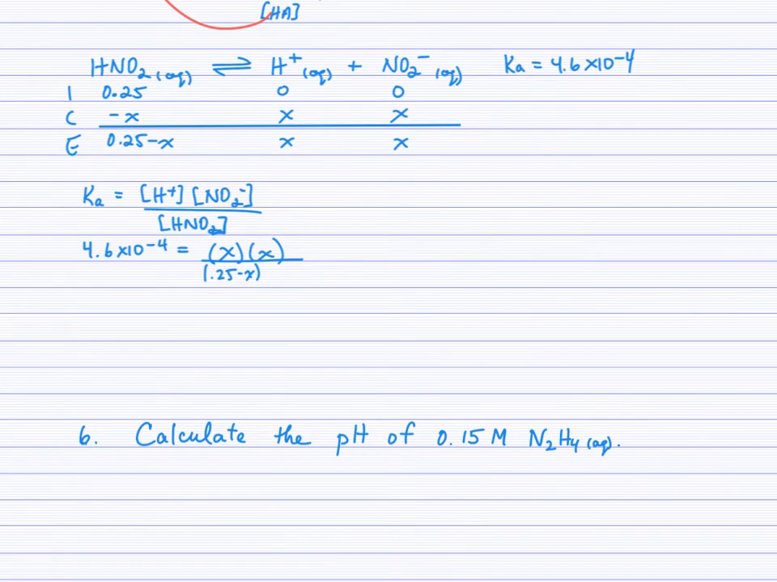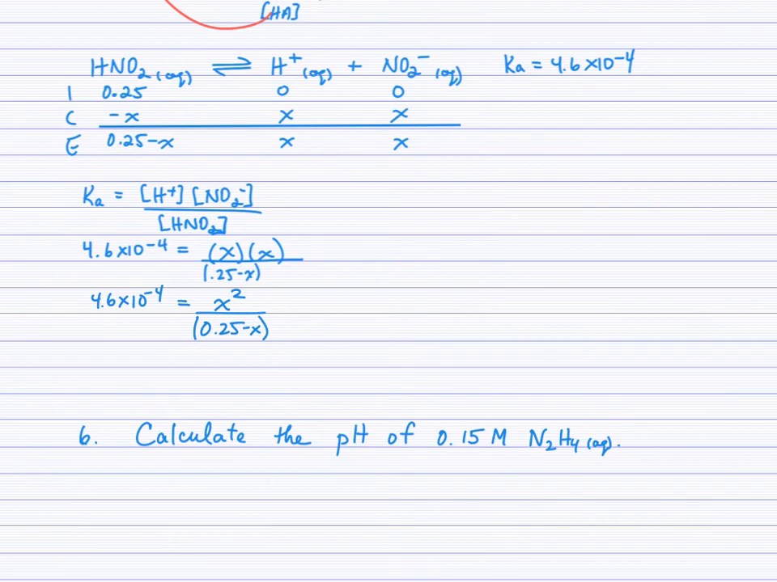So after substituting, I see that on the right side, I have X squared over 0.25 minus X, and we can see that that right side is definitely not a perfect square. The denominator is the problem. So I won't be able to use the perfect square strategy. So I'll have to check the approximation.